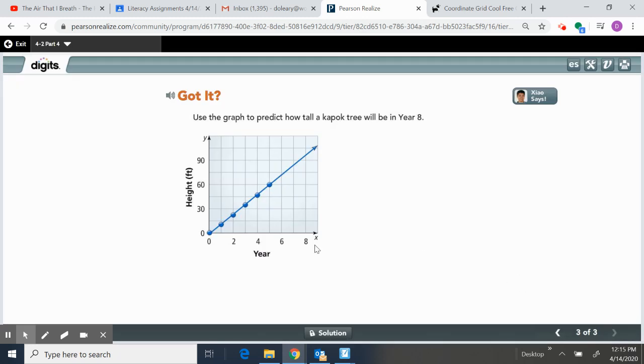And then here, I like this one. Use the graph to predict how tall a kapok tree will be in year 8. So in year 8, how tall will it be? Well, at year 0, it's 0, 0. At year 1, well, it's about here. It was about 12. Year 2, about 24. So see if you can figure out what that 8 will be.